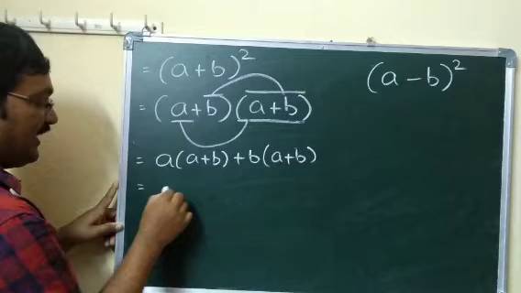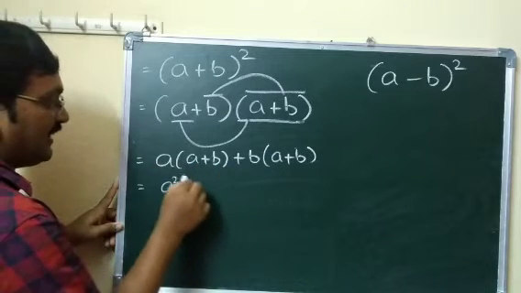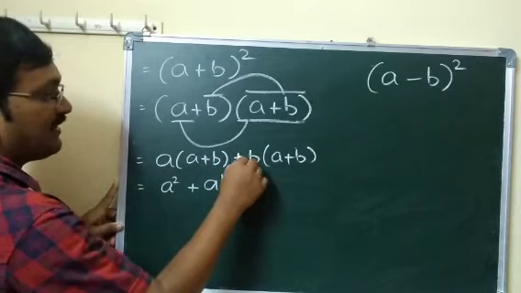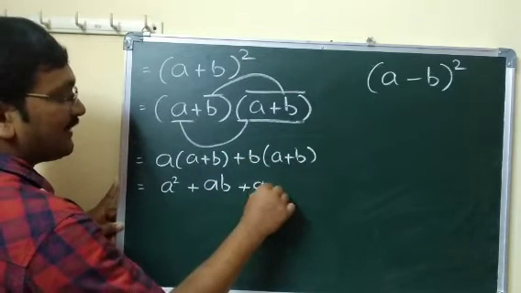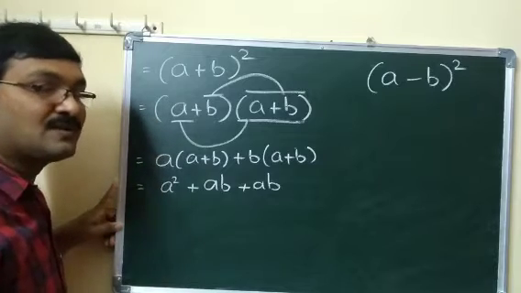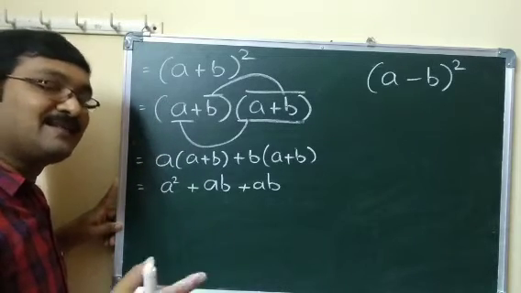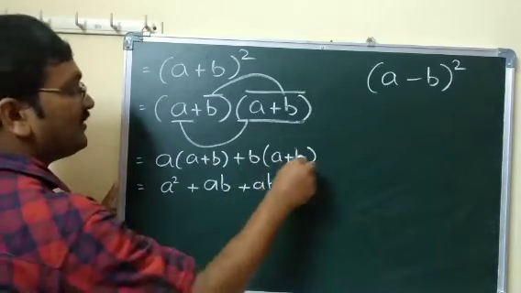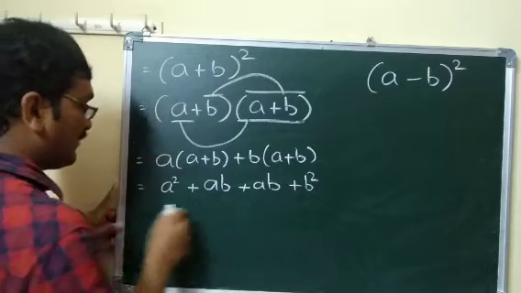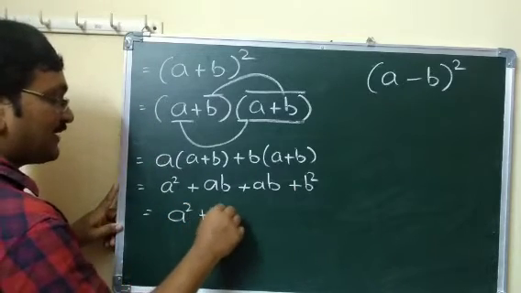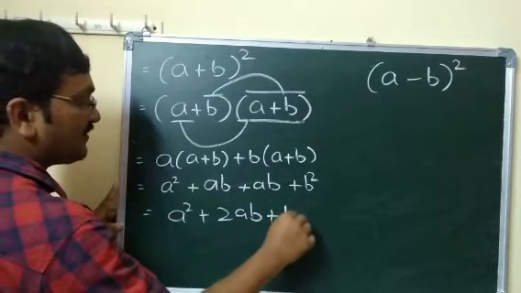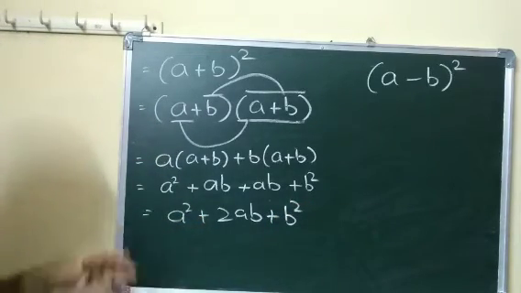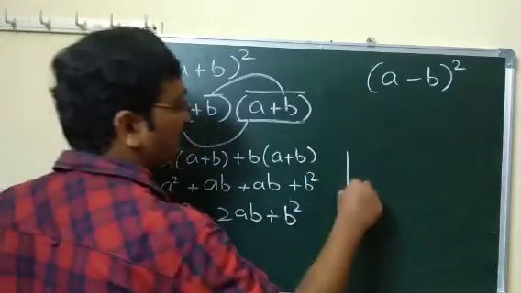Now a into a, that's a square. A into b, here the plus symbol will come as it is. A into b is ab. Here this b into a, can I write ab? Because 2 3s are 6 only, 3 2s are 6 only. In multiplication there is no problem. It's a commutative property. So b into b is b square. So finally we got a square plus 2ab plus b square. We can use this method.